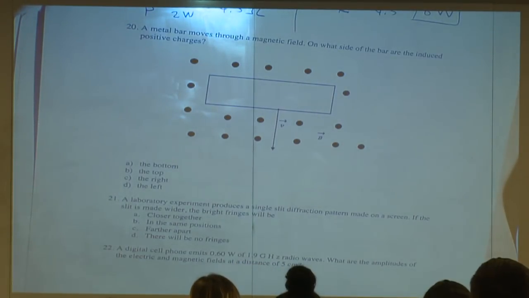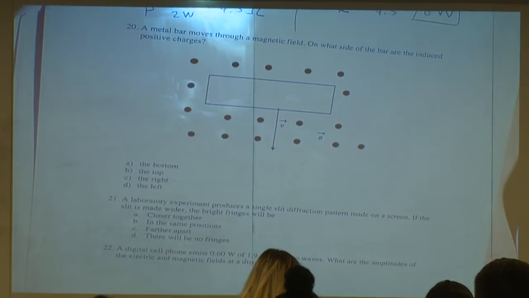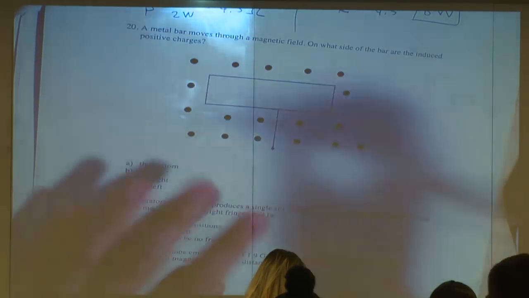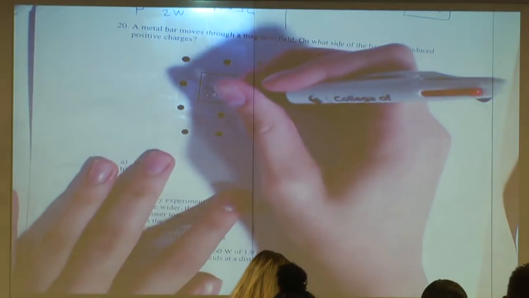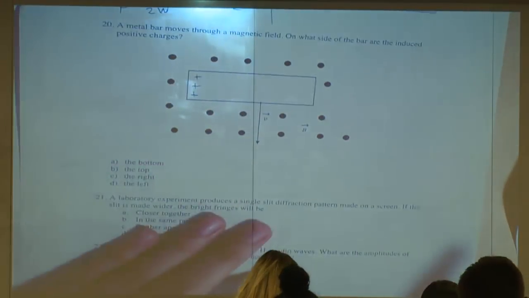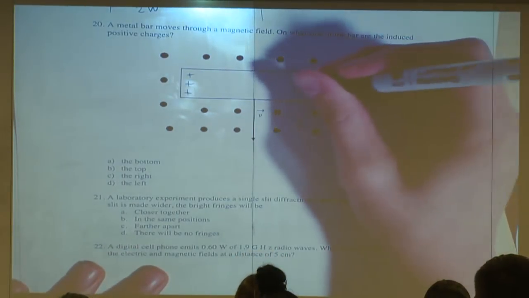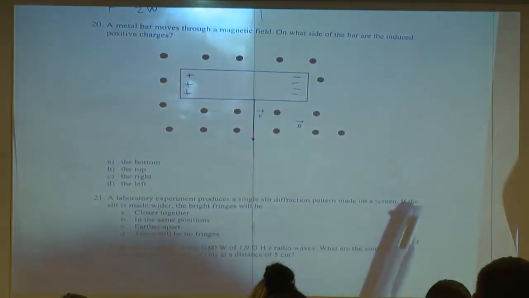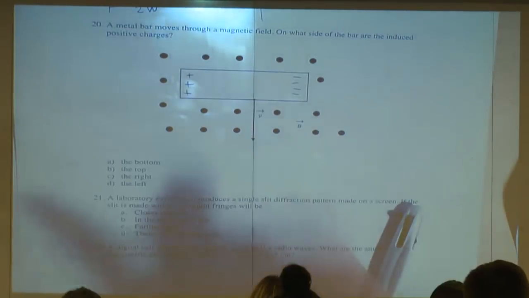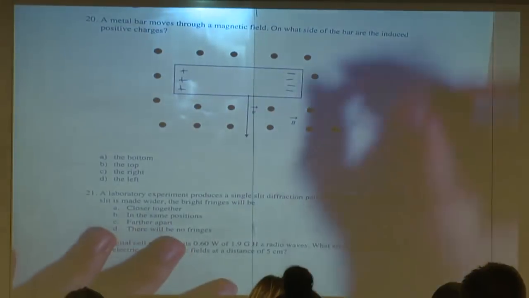Then the magnetic force will be going this way. And remember, the magnetic force is always the direction of the positive charges, or you can think of it as negative to positive. So the positive charges, if it's going this way, will be here, and the negative charges will be here, because the force is going from positive to negative. So, right-hand rule.